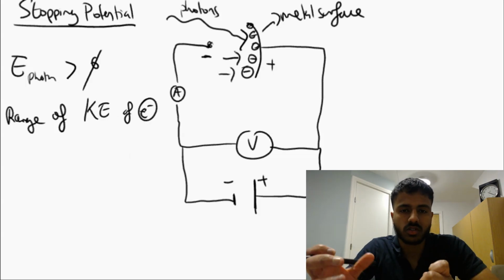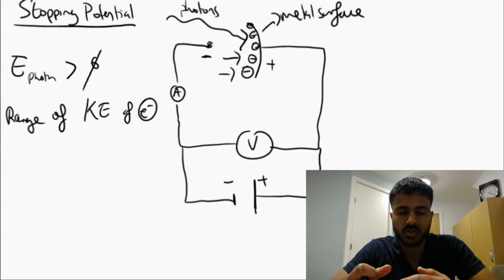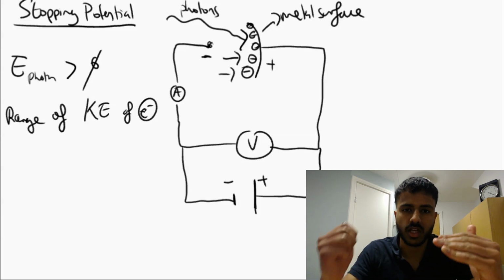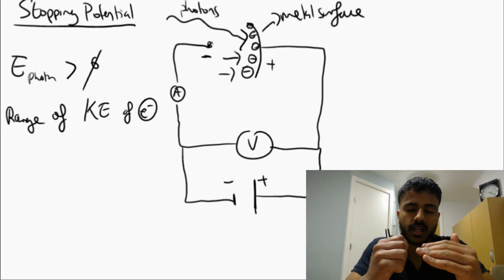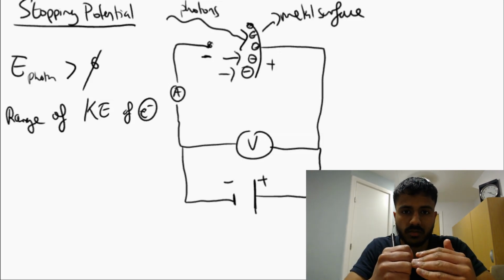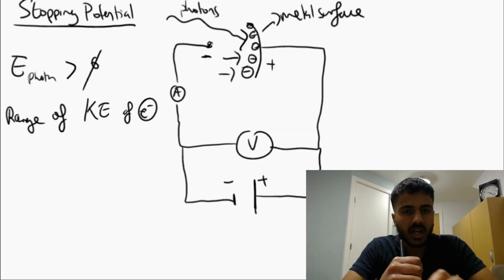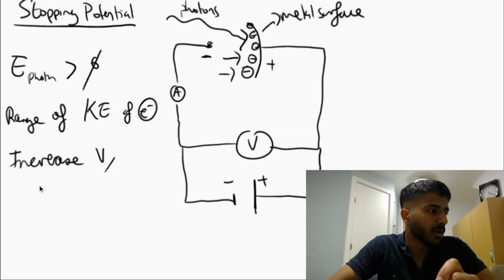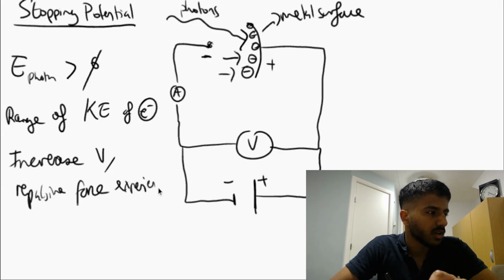So these electrons are going to experience a repulsive force, and therefore when they get released, because of this repulsive force, as they try to move across, their kinetic energy is going to start decreasing. Now, if I decide to increase the voltage, what that means is the repulsive force experienced by the electrons will increase.